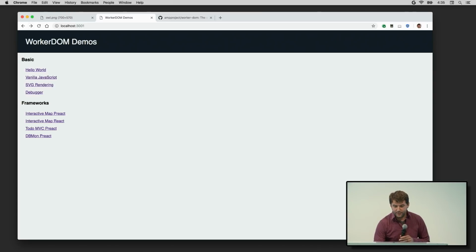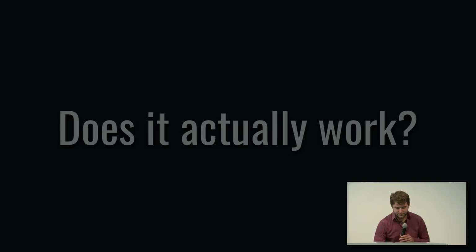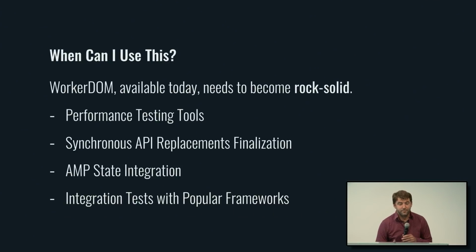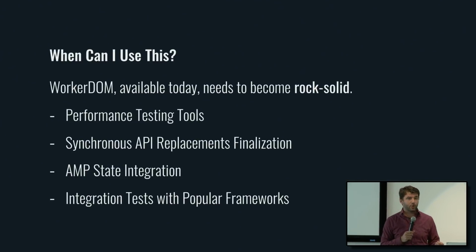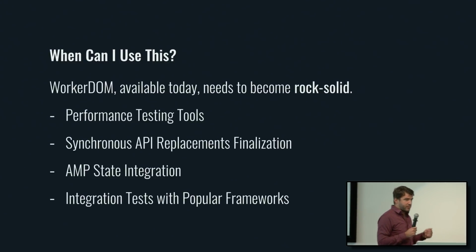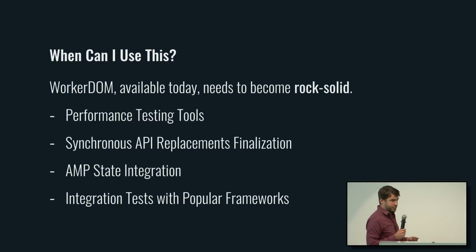Now I have to figure out how to get this back up here. Okay. When can I use this? Worker DOM is available today. It's available on GitHub. Go check it out. It's under the AMP project, like all of our open source repos are. And you're not going to be able to use it for much beyond experimentation at this point.